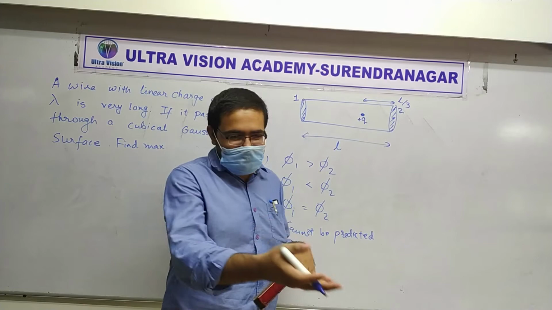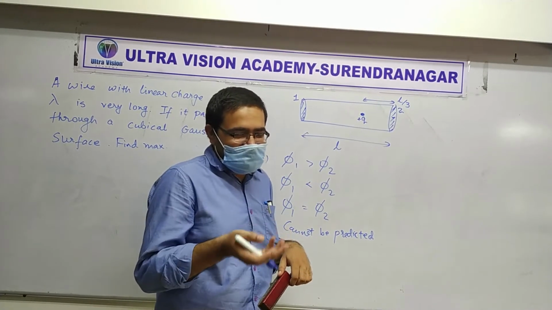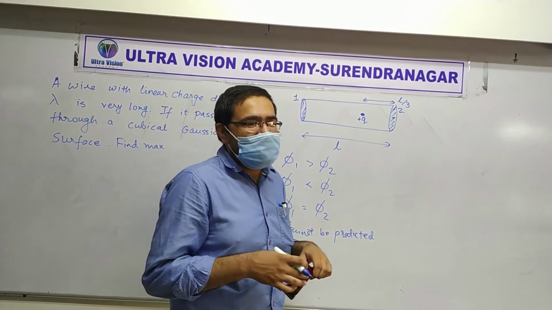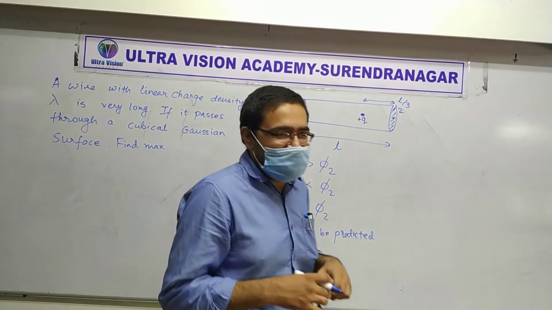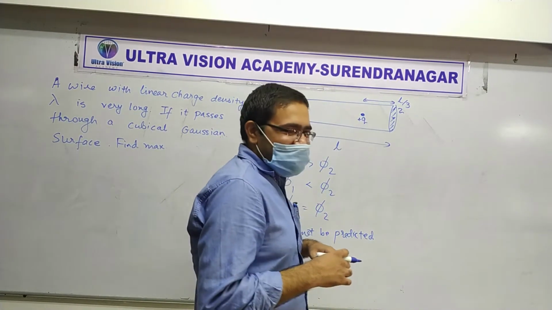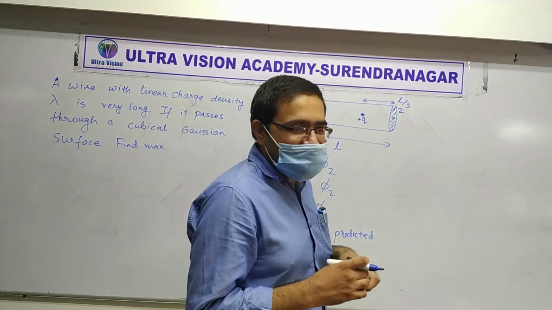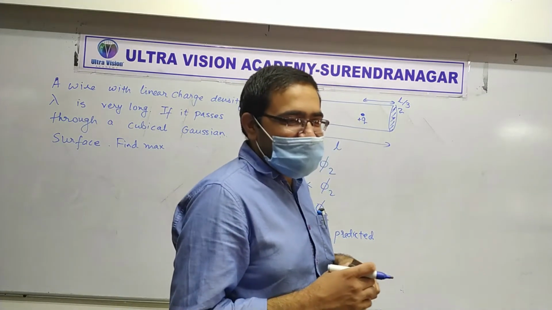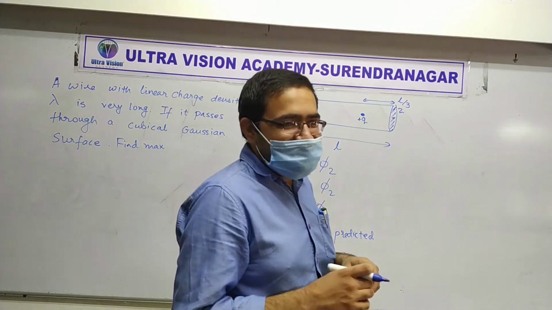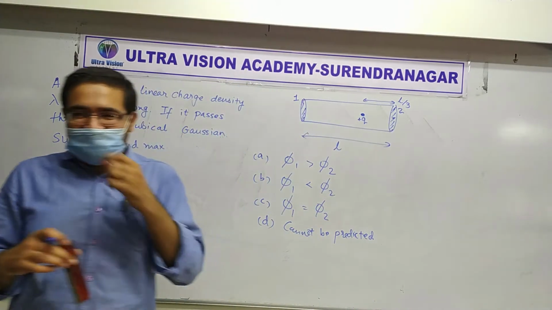Harshal, do you want to try? Field lines will be closer. Field lines will be closer to each other. Where? At surface 2. So what? So the electric field will be more. Okay, so what? So the flux will be more. Okay, very good. That is right.